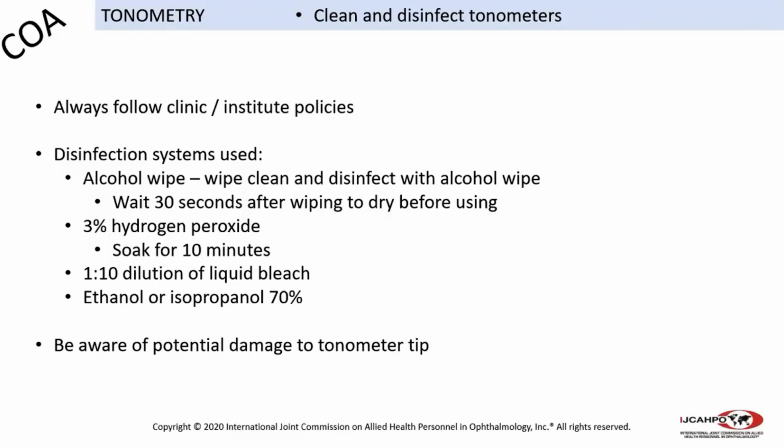3% hydrogen peroxide, soaking the biprism for 10 minutes, or soaking in a 1 in 10 dilution of liquid bleach. Ethanol or isopropyl alcohol, 70%. Be aware of potential damage to the tonometer tip, so be sure to inspect it to look for any cracks. Otherwise, it will need to be replaced.